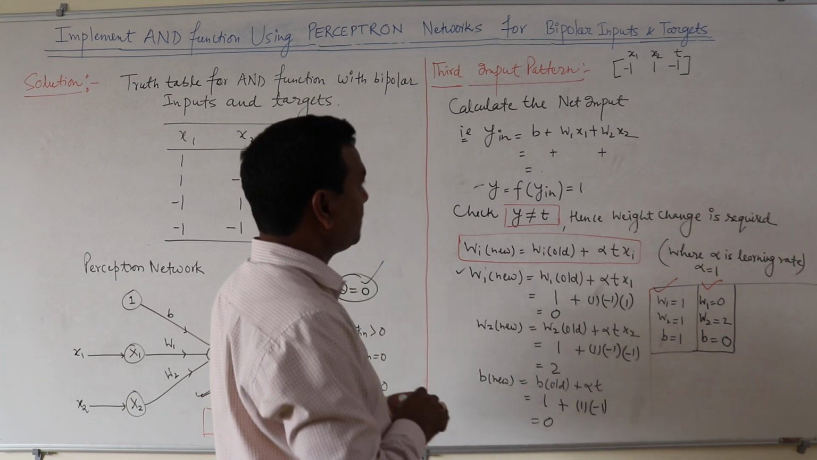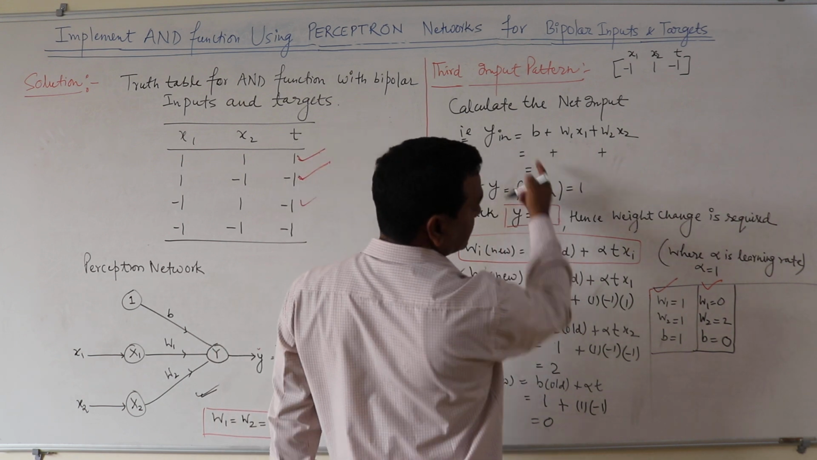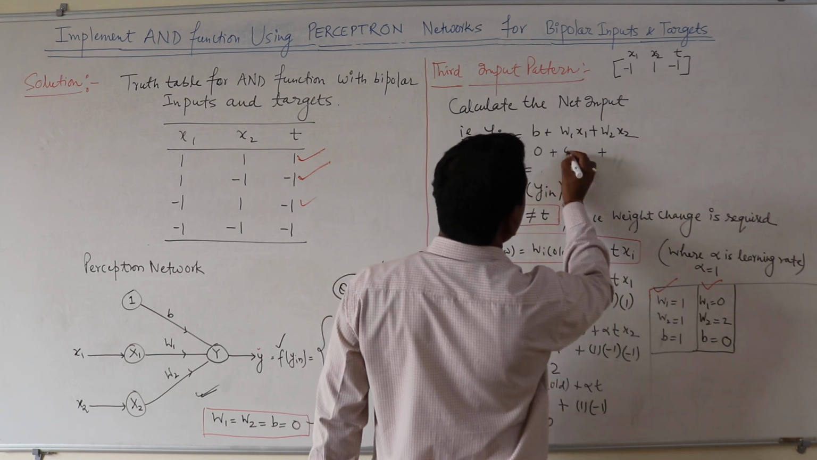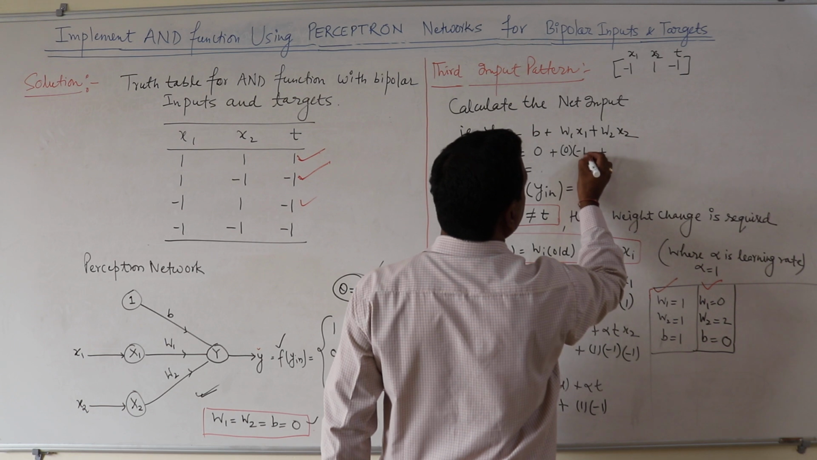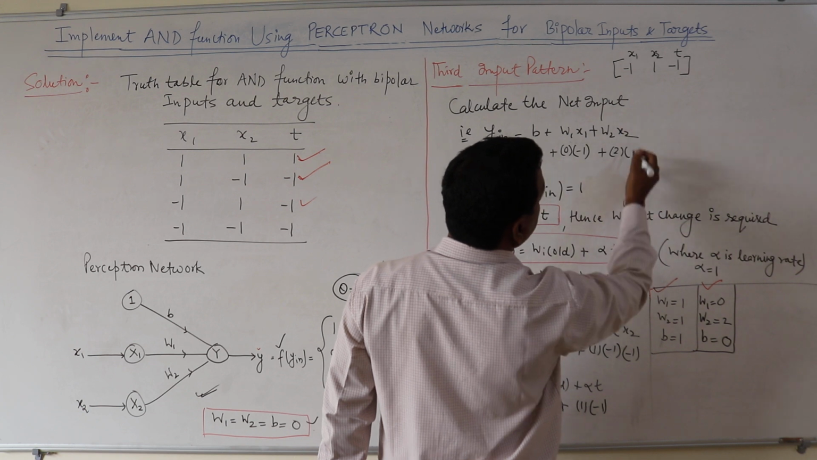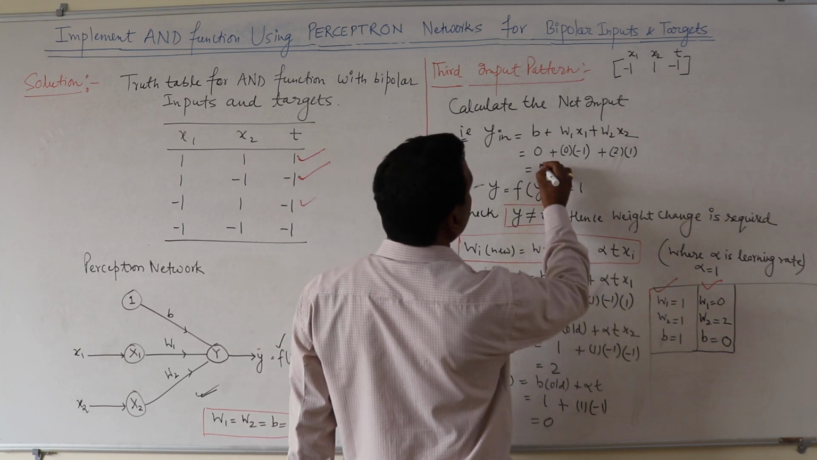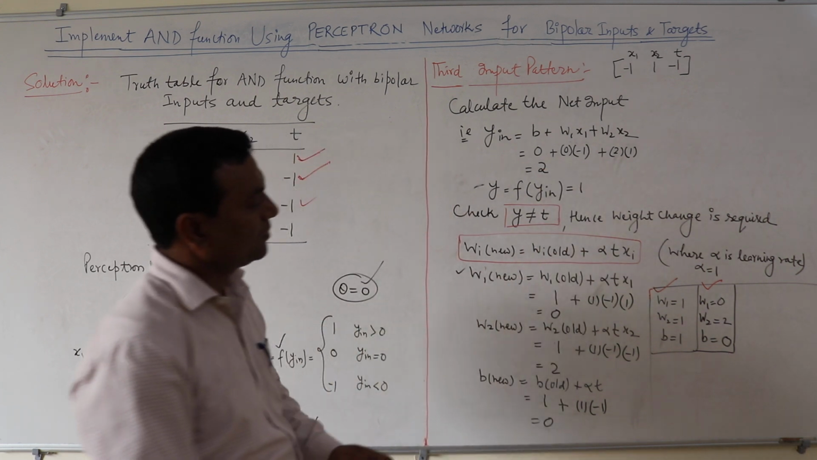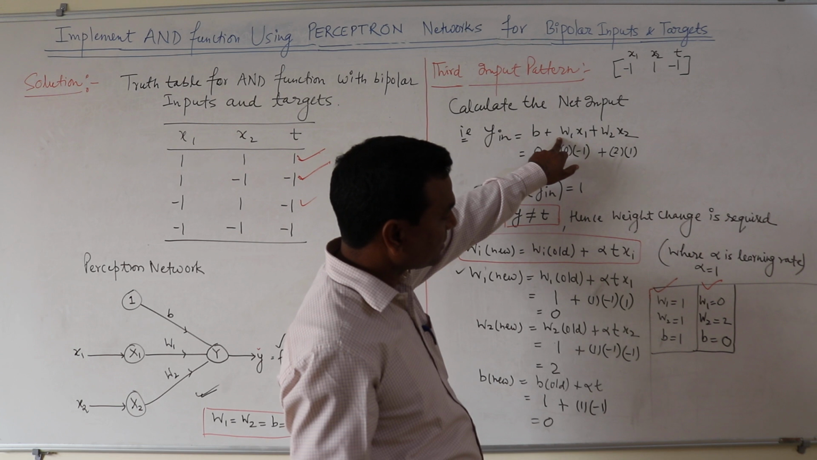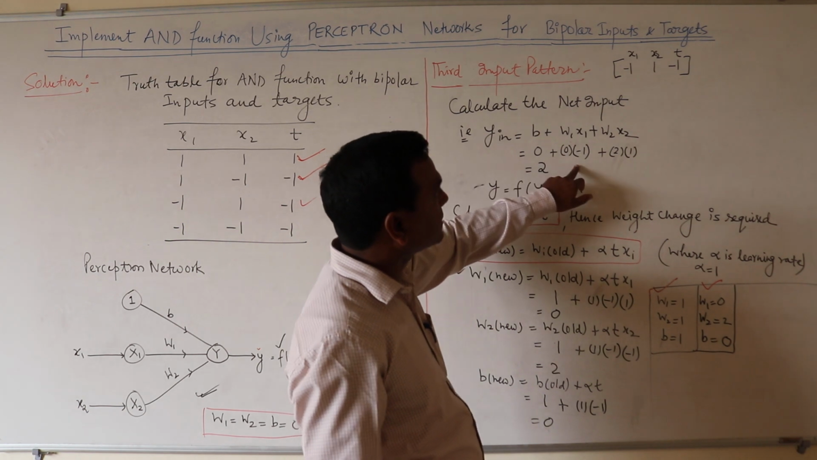Now put the values of b, w1 x1 plus w2 x2. B is 0, W1 is also 0, x1 is minus 1, W2 is 2, x2 is 1, and it is equivalent to 2. Again we can see, B is 0, 0 plus W1, now this W1 is 0, and this is minus 1.